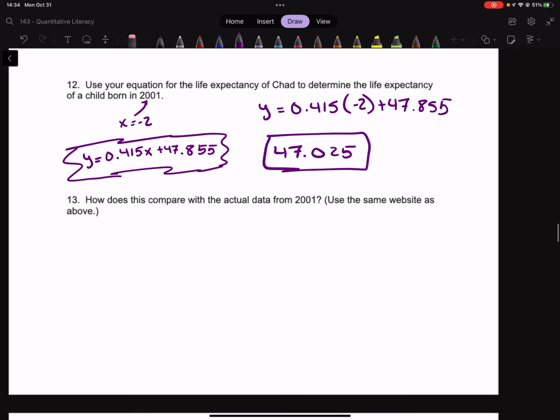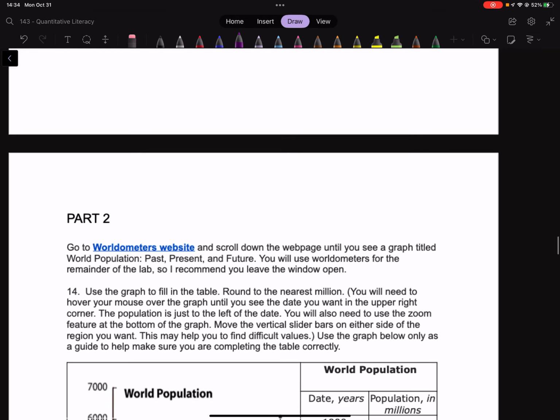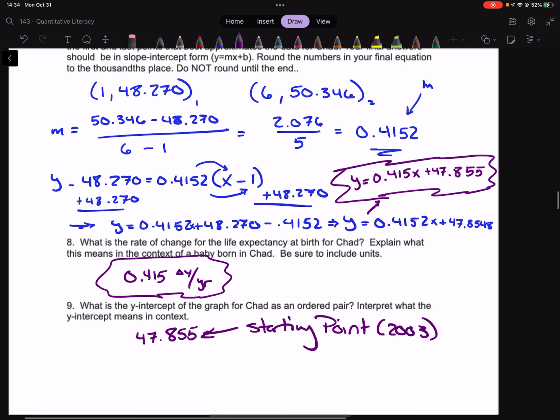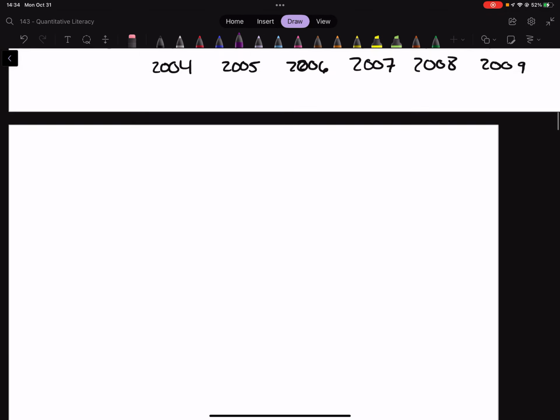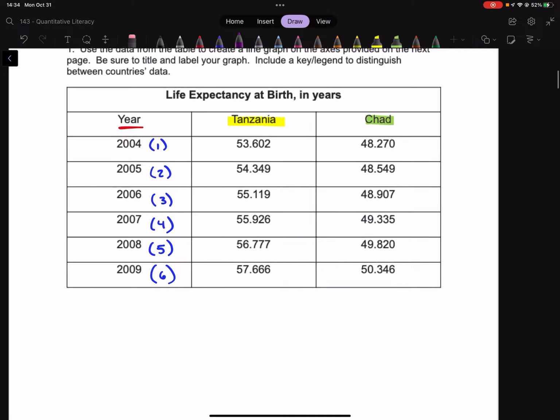Now we can go back to the website and compare this. I'm going to let you do that. So let me know if you have any questions about part 1 of our Module 2 project.